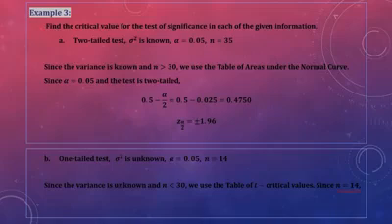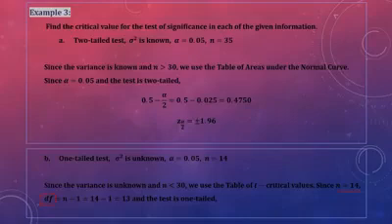Why? Because we're going to compute for the degree of freedom. Again, this is degree of freedom, and degree of freedom will be obtained by this solution, which is n minus 1. So sample size minus 1, that would be 14 minus 1. So the degree of freedom will be 13.